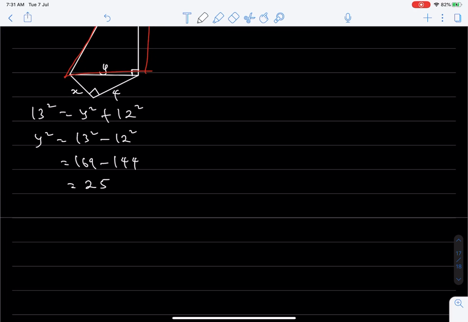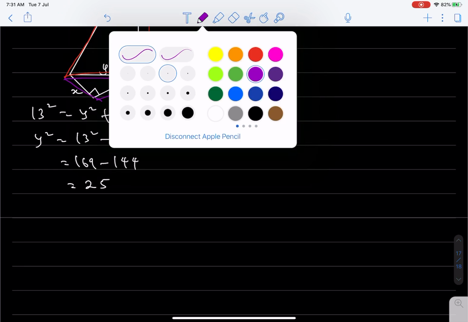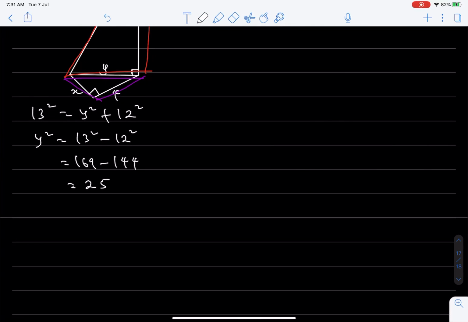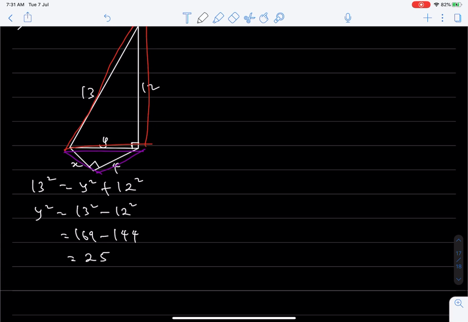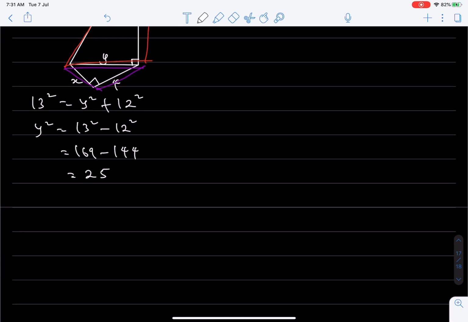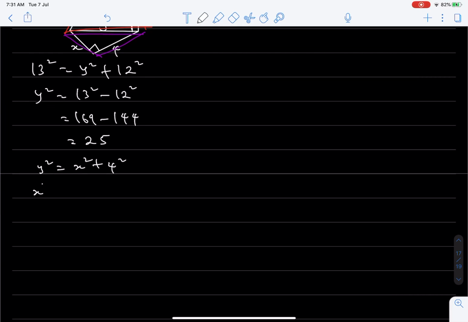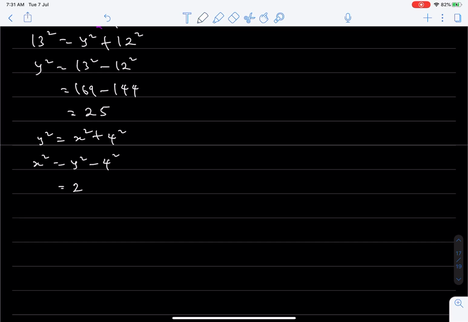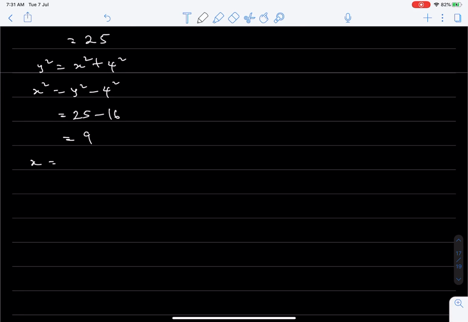Now, in the second right angle triangle, which is this, we can see that y is the hypotenuse, and we actually want to find x. So we say hypotenuse squared, which is y squared, equals the sum of the squares of the two other sides, x squared plus 4 squared. And this means x squared equals y squared minus 4 squared. And we already know y squared. That means 25 minus 4 squared, which is 16. And that's 9. x squared equals 9, and that simply means x equals square root of 9, which is 3.